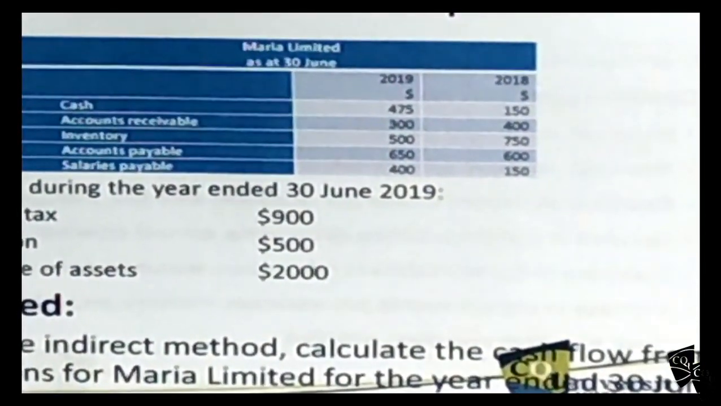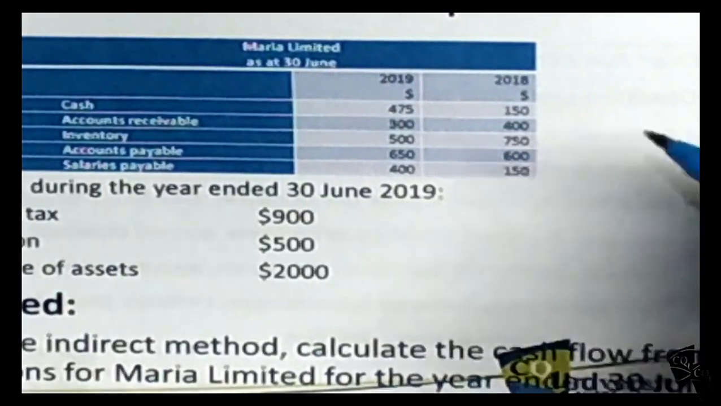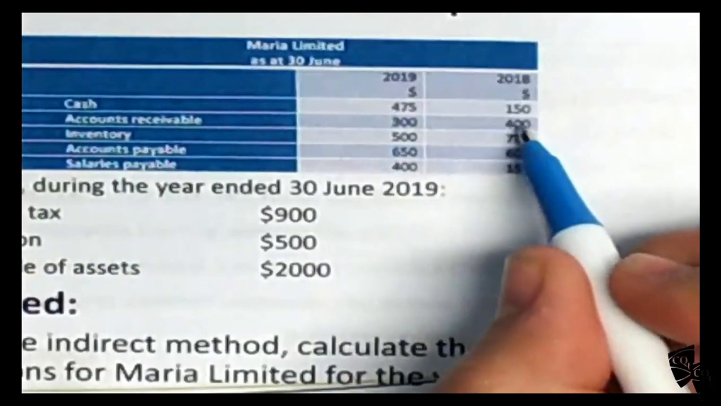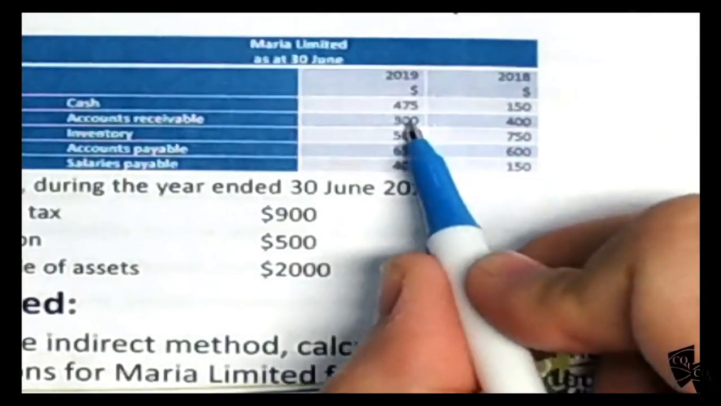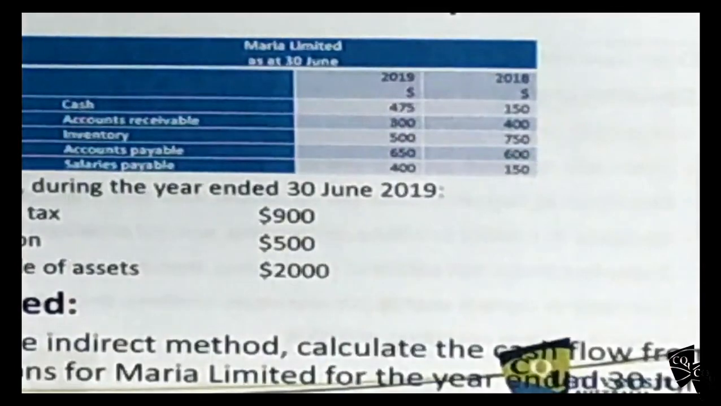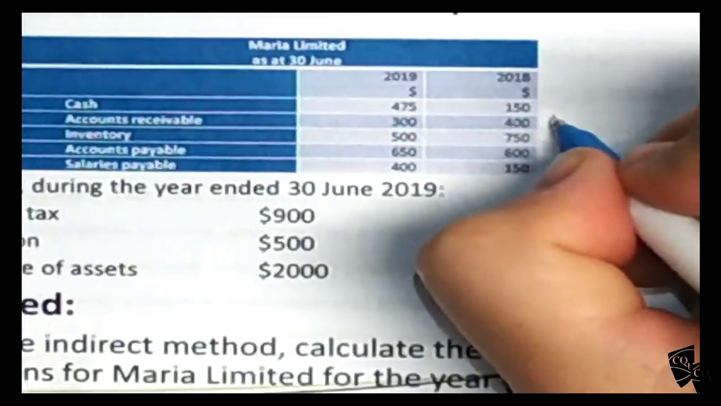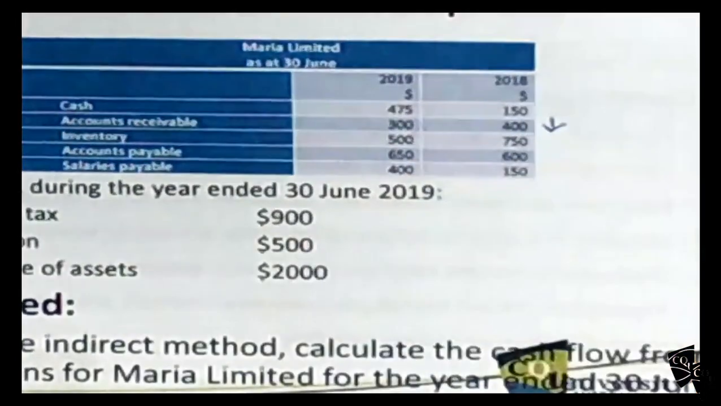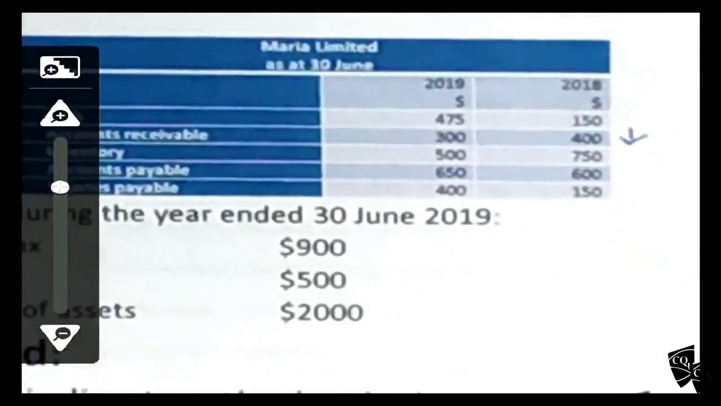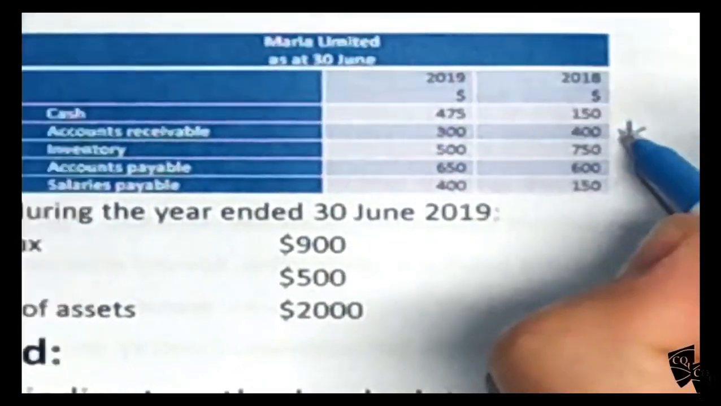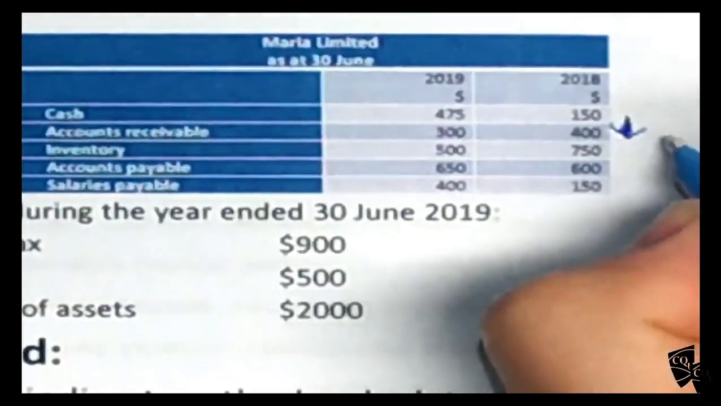Sorry it's a bit blurry, but hopefully you've got the slides in front of you. So accounts receivable, we started off with $400 at the beginning of the year. We've now got $300. So that's a decrease, right? So do a little arrow, decrease 100.